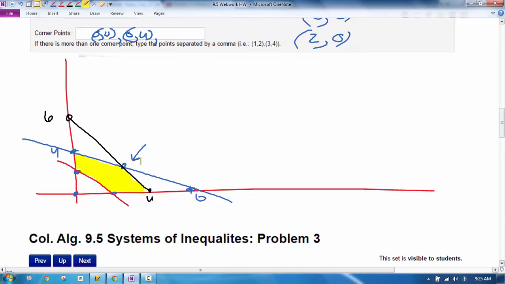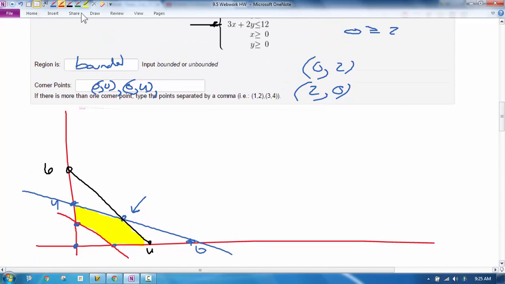So I need to redo these points then. 0, 0 is not one of them. One of them would be like 0, 2, which is right here. So 0, 2, this point. Next point would be, try to do a different color here. 0, 4.